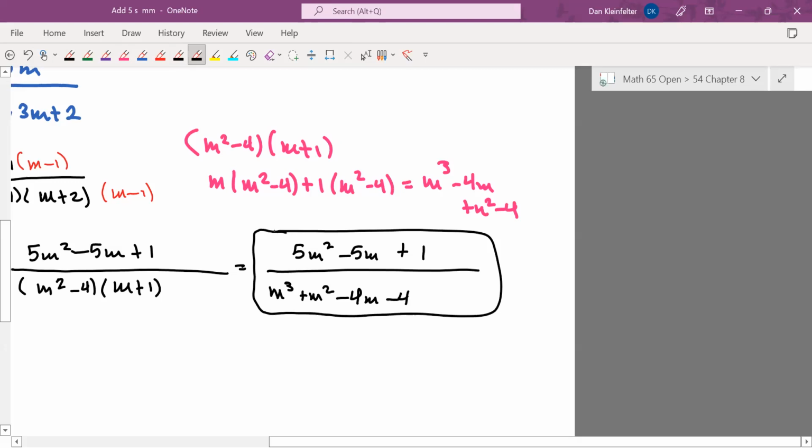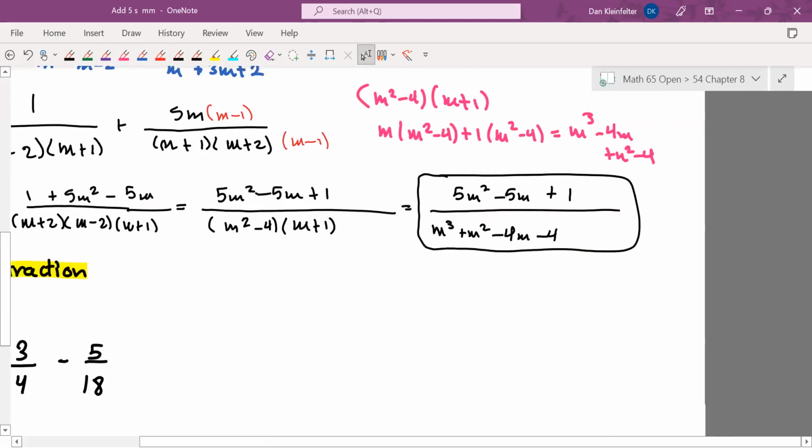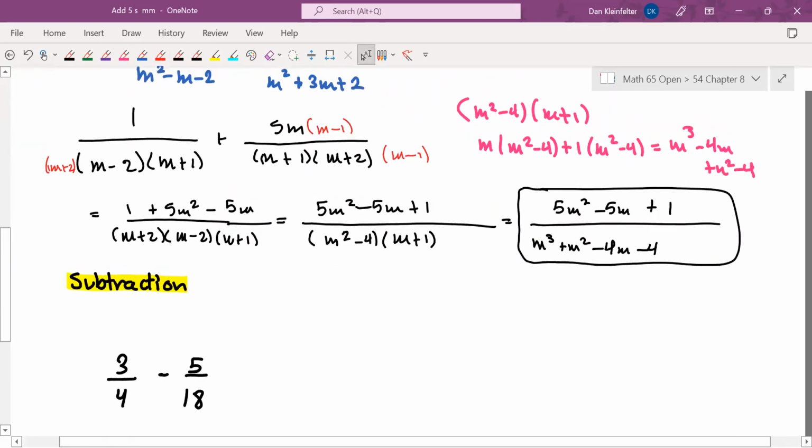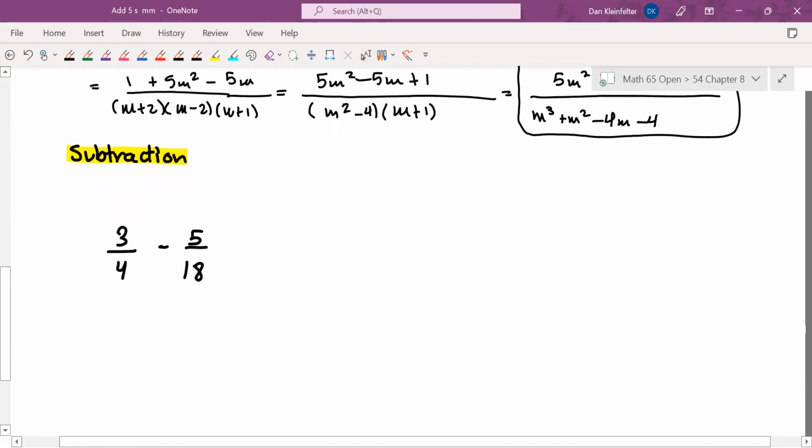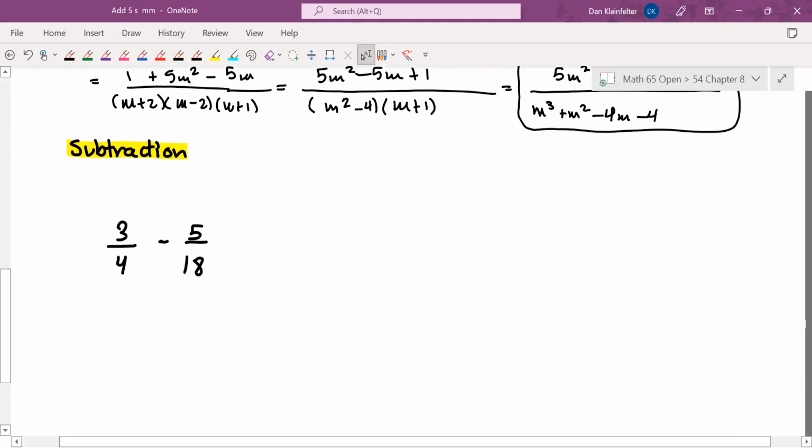Okay, so this one took a little time, more time than the beginning ones, because we had to factor in the first place, and then all that multiplying and simplifying took a little time at the end. Okay, so that takes care of some examples involving addition. We're going to switch to subtraction now. Fortunately, subtraction works basically the same way, except of course that you're subtracting, not adding.